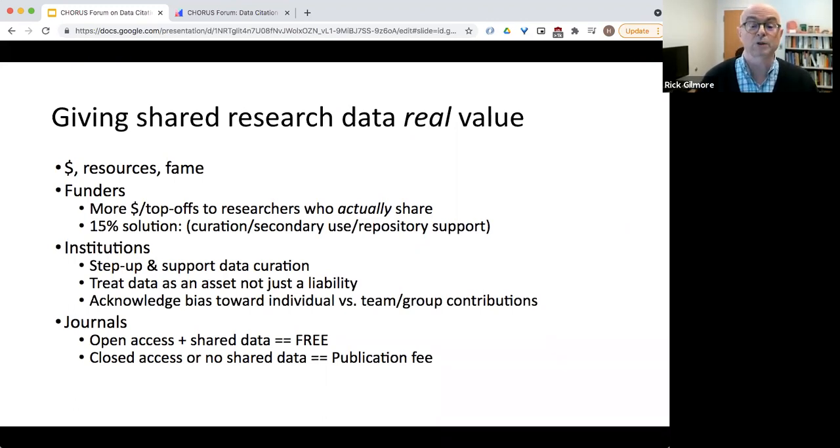Institutions should assume their full responsibility as grantees and provide data curation services for PIs. They should treat data as an asset shared with the community, not proprietary intellectual property, and also not as a liability. They should evaluate promotion and tenure policies that are biased against team, group, and collaborative efforts relative to individual ones, as the former are much more commonly associated with the production and use of shared data. Journals should consider reversing their funding model. What if papers that shared data were free and those that did not were required to pay a substantial publication fee?